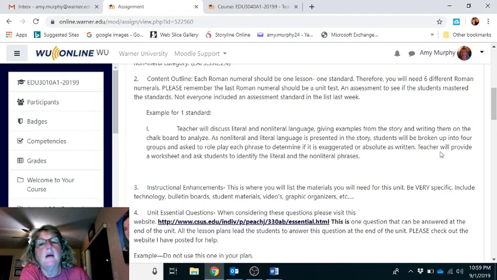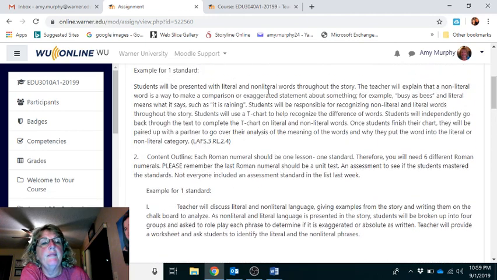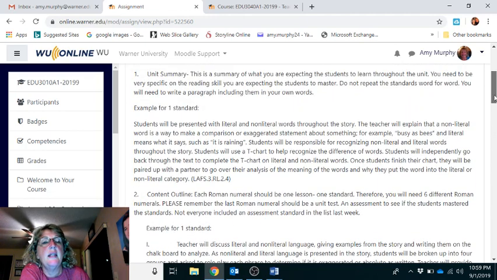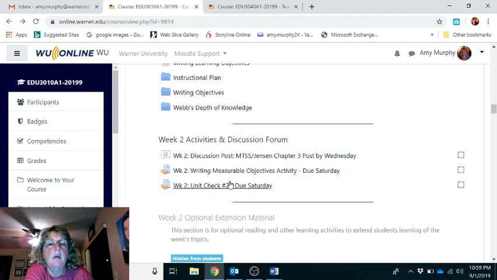So, there is the unit summary and the content outline. Why this is such a big section is that you will be using these two sections of the unit standard to complete the rest of the unit plan during the next several weeks. So please pay close attention to this, look at the examples, read the news forum, and it will be easier to do. But I will tell you it is going to take a little bit of time to complete correctly. So that is the unit check 2.